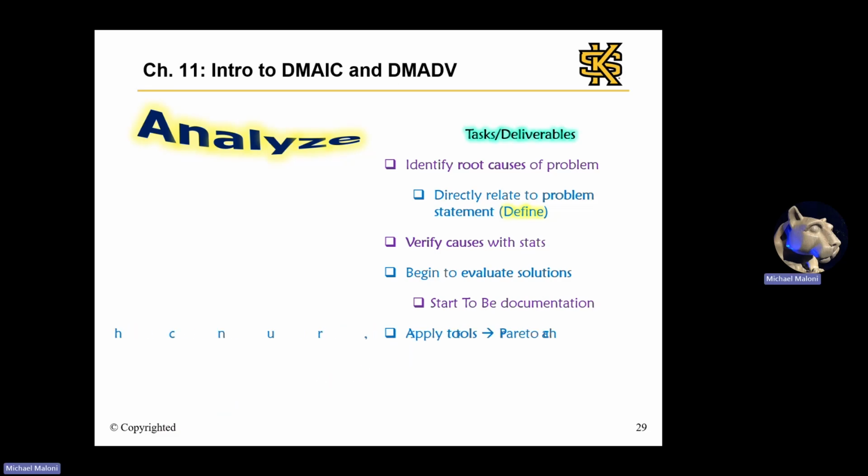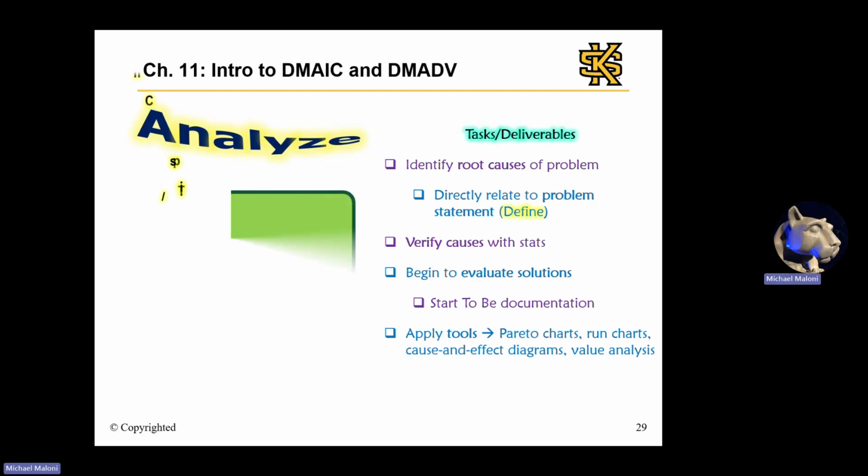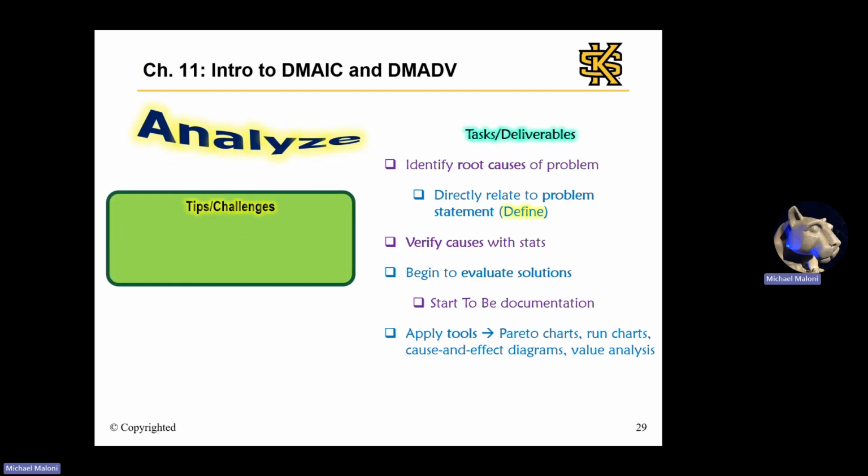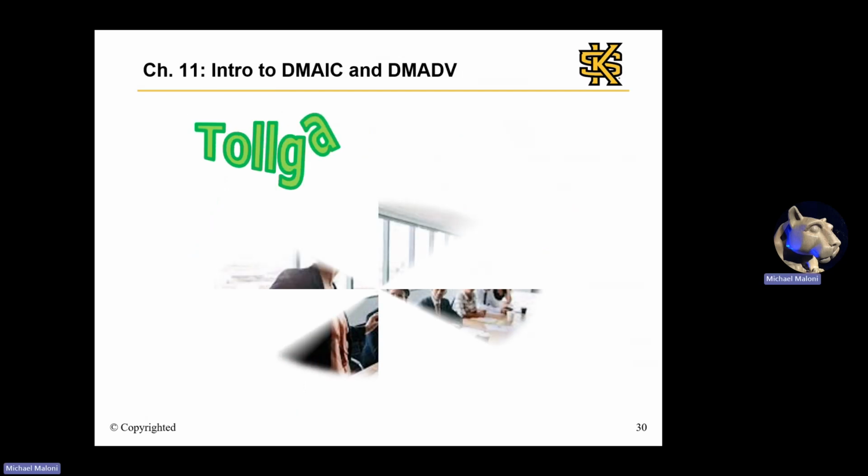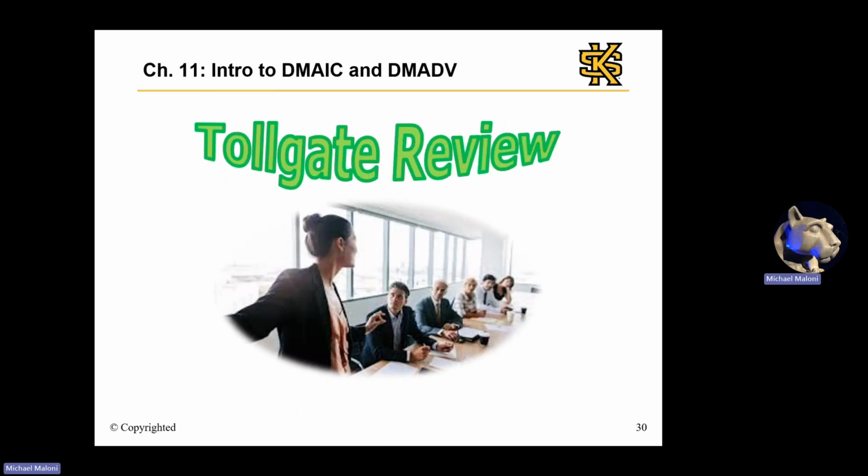And we'll apply tools that we've discussed previously, like Pareto charts, as well as ones that are not covered in the text, such as run charts, cause and effect diagrams, and value analysis. As tips and challenges in the analyze stage, project leaders can keep redirecting storming as the team feels overwhelmed. And the Six Sigma lead can provide statistics training, as well as make sure to present the information in a way that's understood by all. After another toll gate review, we move to the fourth step, improve.